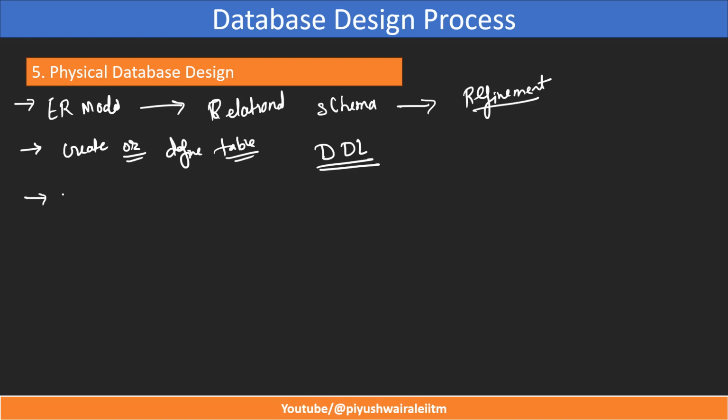Then there is also indexing. Creating an index on a particular table also comes under physical database design, right? Once we are done with the schema refinement, the next step is physical database design. Here we create a table in a database, using any DBMS system, by simply using SQL statements.